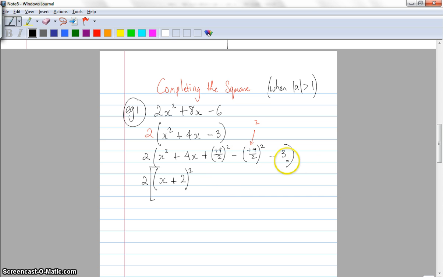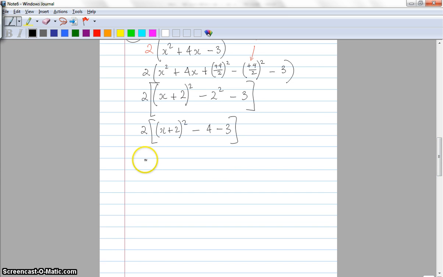Now I've still got this bit at the back here. So I've got minus 2 squared, which I'll just put here just so you can see it, minus 3, and there's a big bracket there. So this becomes 2 big bracket x plus 2 all squared minus, that's 4 minus 3, which is minus 7. That becomes 2 big bracket x plus 2 squared minus 7.